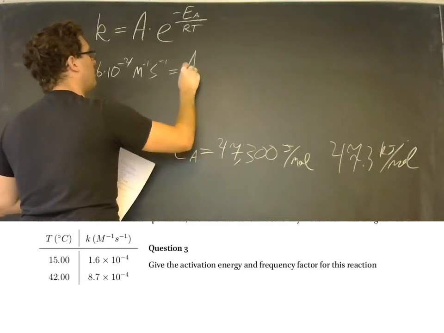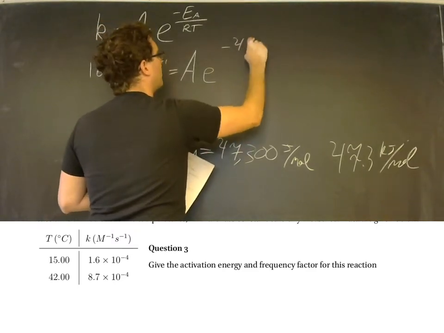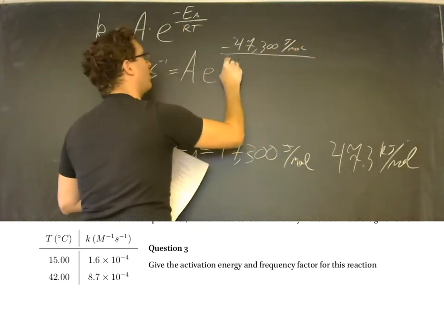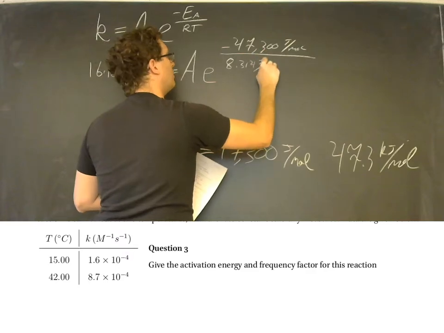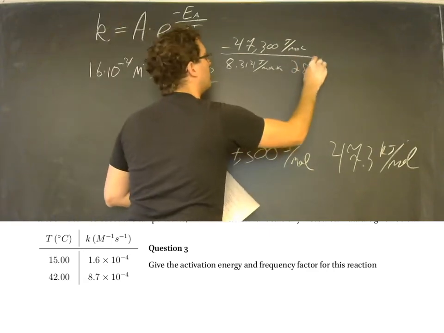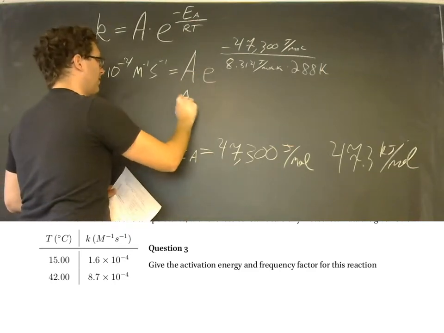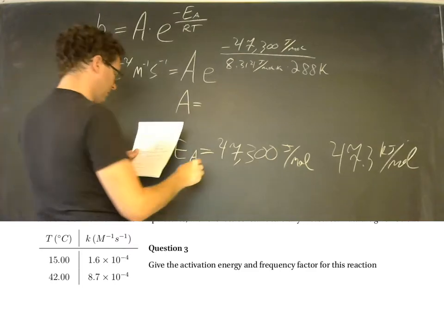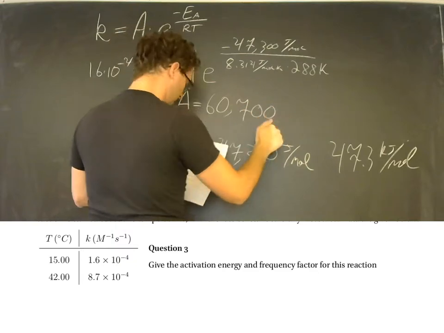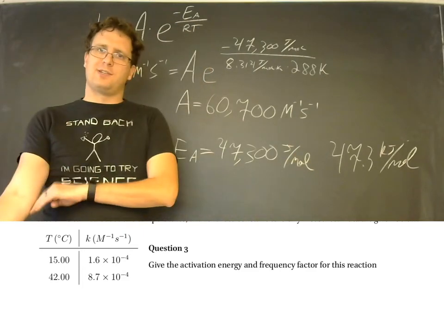That's going to equal our unknown frequency factor times e raised to the power of negative 47,300 joules per mole over 8.314 joules per mole Kelvin times 288 Kelvin. And again, we can just solve this really directly with a calculator. And A ends up equaling 60,700 inverse molars, inverse seconds, which is a lot smaller than the other frequency factors we've seen so far.